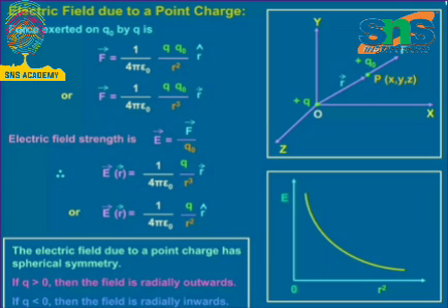The formula of electric field is given by E is equal to F by q, where E stands for electric field, F stands for force and q stands for the test charge. Here we have a source charge and a test charge, and the formula of electric field is given by 1 by 4 pi epsilon naught, Q by r square, r cap.